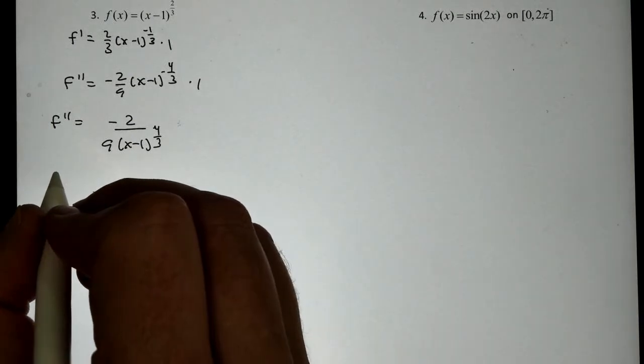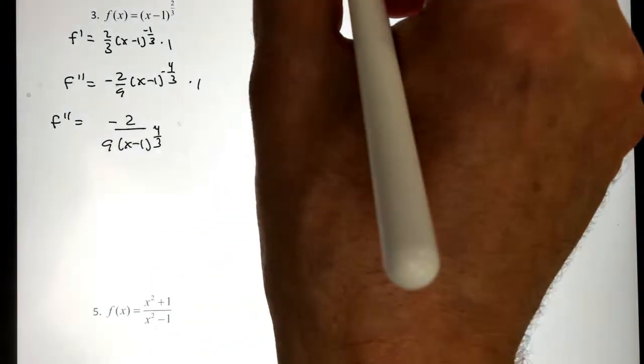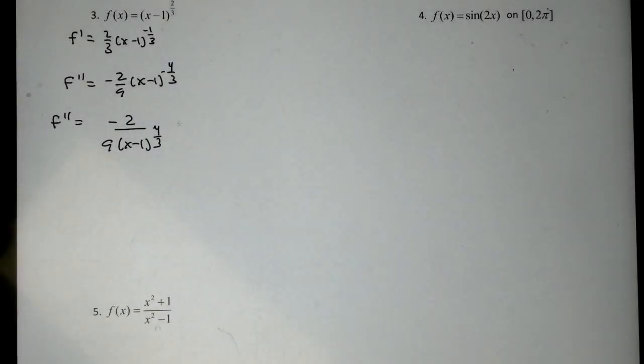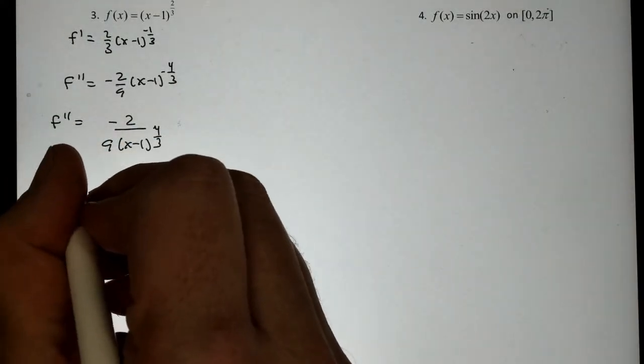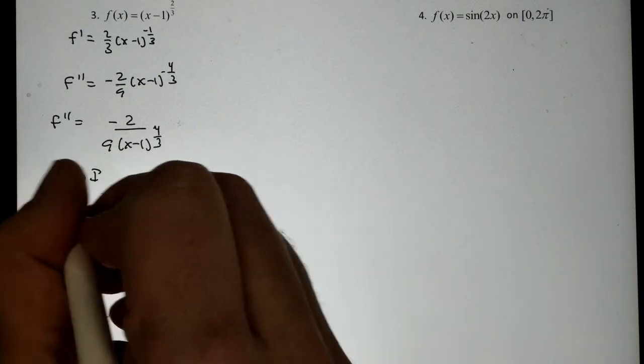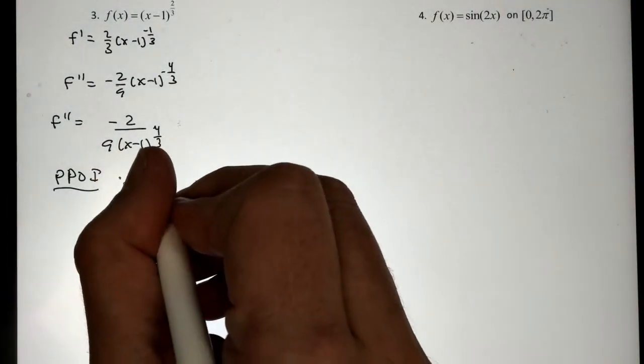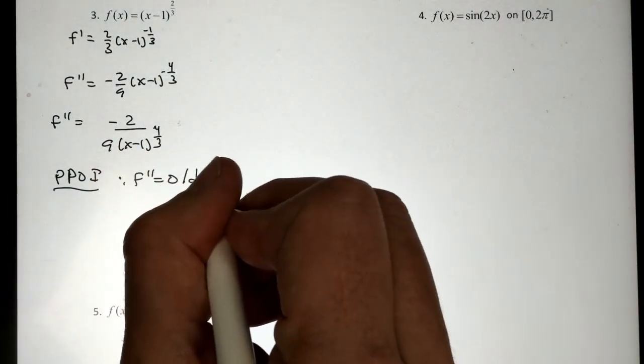And now we're going to go ahead and find our possible points of inflection. And remember, this is very similar to what we did with the first derivative test. If I find my possible points of inflection, these are like our critical numbers for the second derivative, where the second derivative is 0 or does not exist.